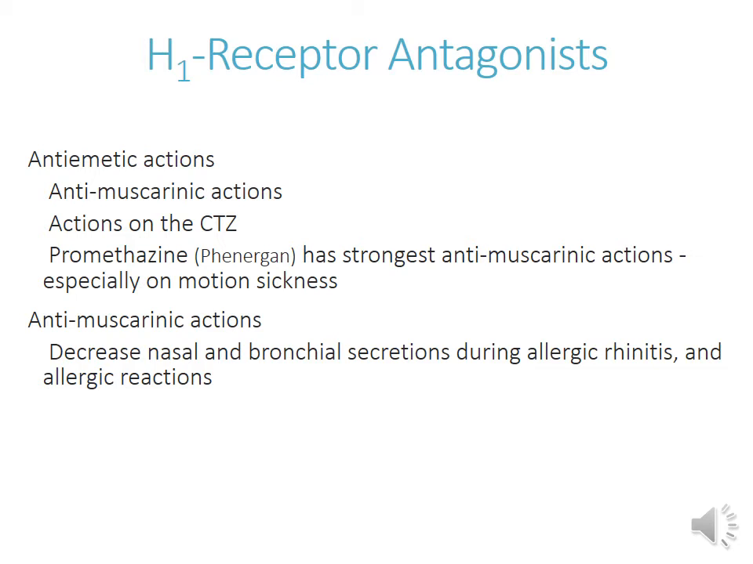And again, having that antimuscarinic activity is going to be good for drying out nasal secretions and bronchial secretions. But that's mainly going to be due to the first generation antihistamines, because they are able to get into the CNS and have that antimuscarinic activity.